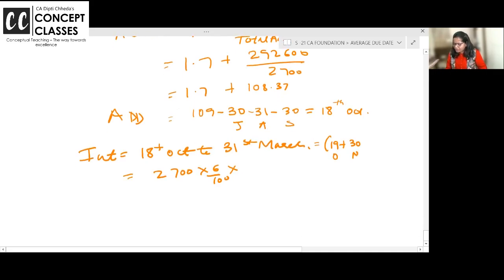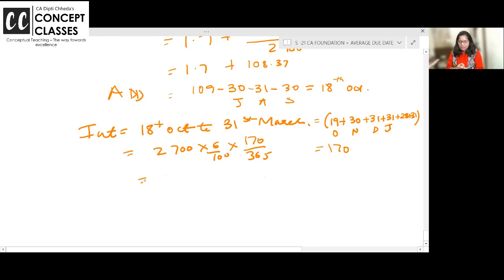Write down please all of you. December 31, January 31, February 28 and March 31. ऐसे days calculate करेंगे. 19 plus 30 plus 31 plus 31 plus 28 plus 31. That is 170. Divide by 365. करो कितना आ रहा है? 2,700 into 6% into 170 divided by 365. Rupees 75.45 interest is coming.